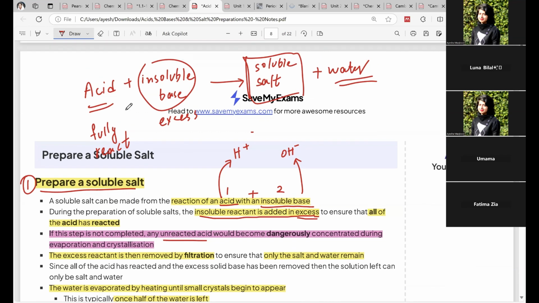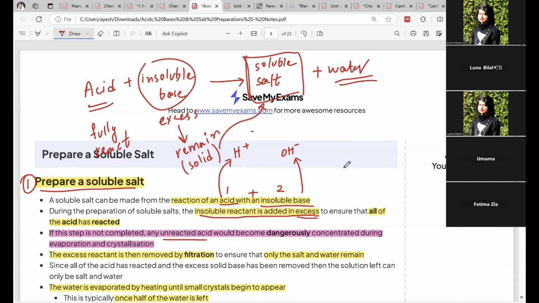When all of the acid has reacted, the excess insoluble base will remain till the end. It is insoluble, so it will remain in the form of solid in this soluble salt solution. We have to separate this remaining solid from the soluble salt solution. Any idea how we can separate? If some of the reactant, which is solid, is present in the final product, how can we remove it?